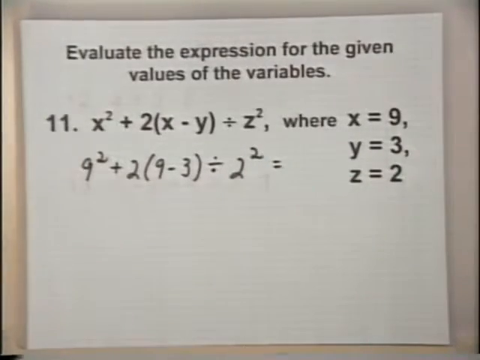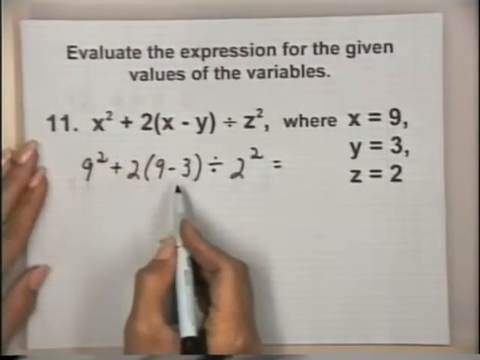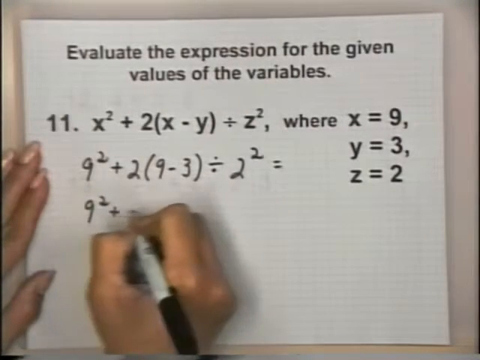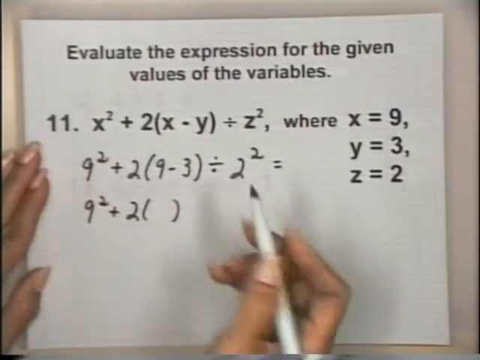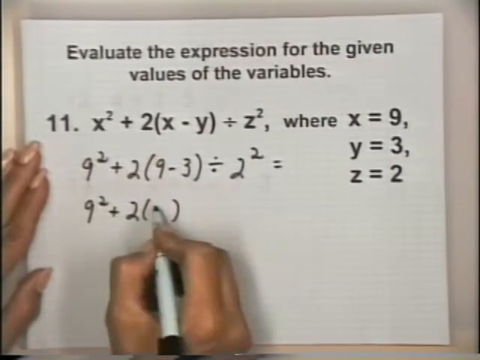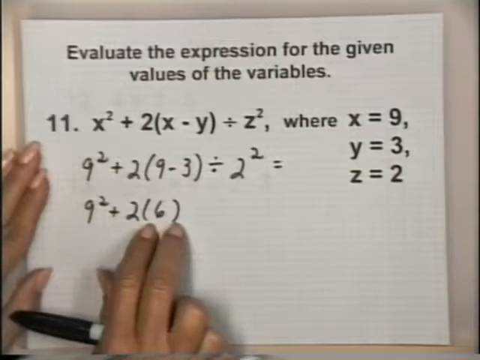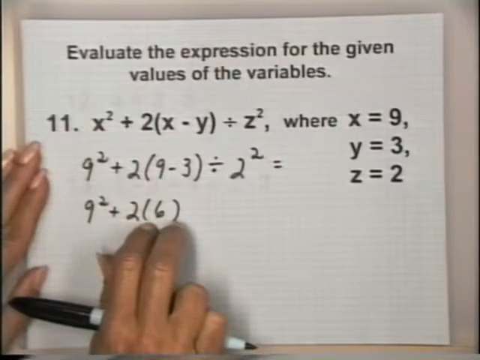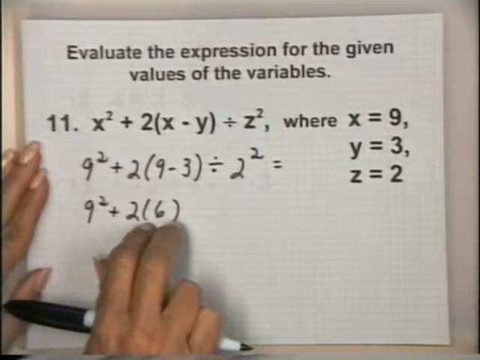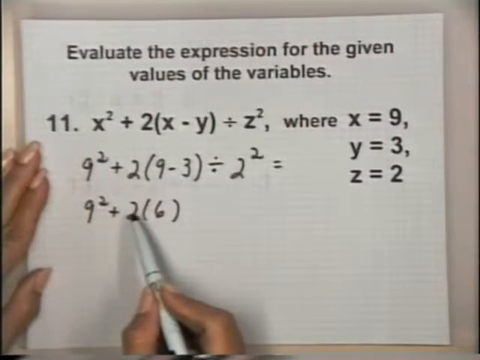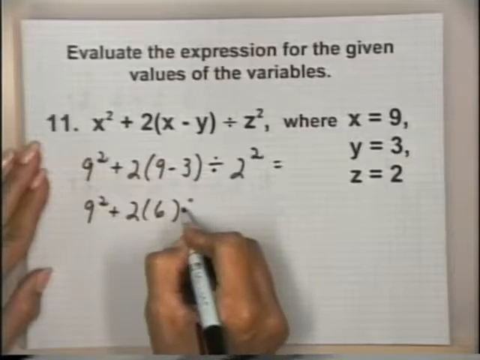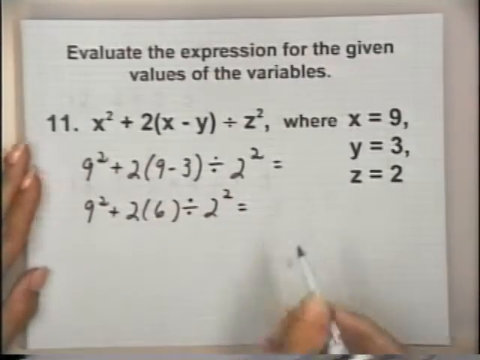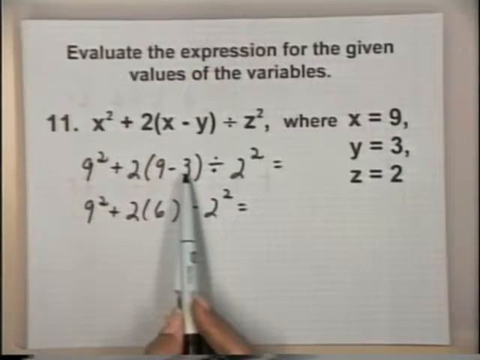So let's follow our rules. We know we want to perform the operation in parentheses first, so let's write 9 squared plus 2. In parentheses, we'll say 9 subtract 3 is 6. I need to keep those parentheses because they tell me that when I come to the step in this problem where I want to multiply, I'm supposed to multiply the 2 times the 6. Let's write the division and then 2 squared. So we have performed the operation in parentheses.